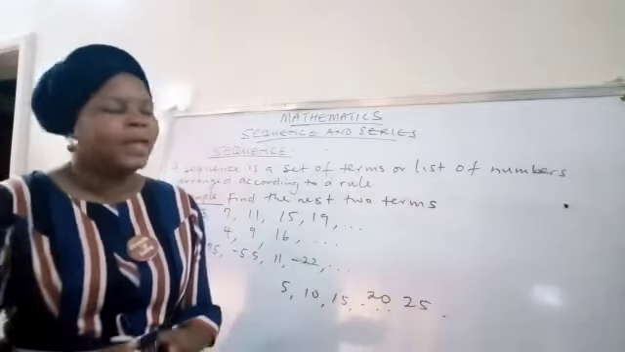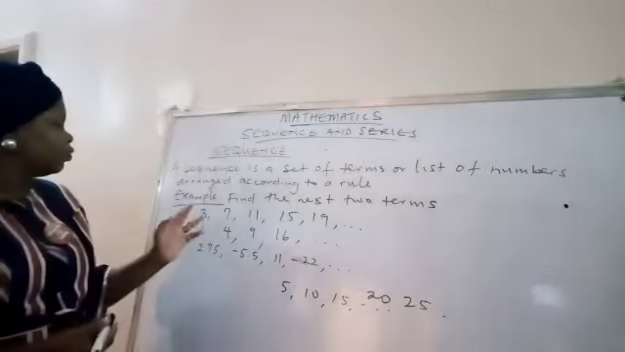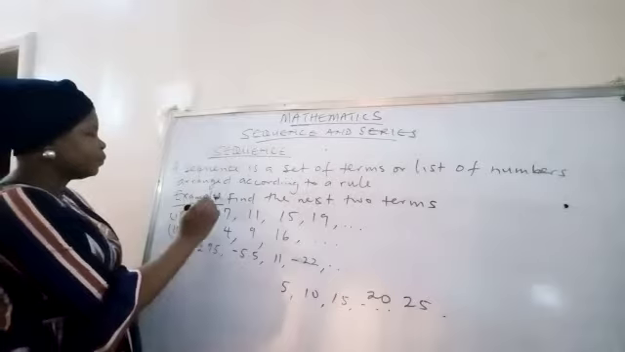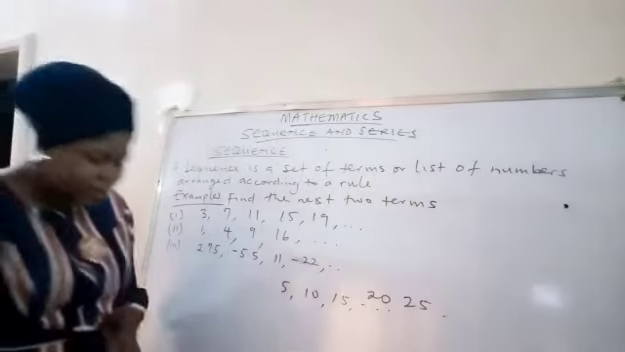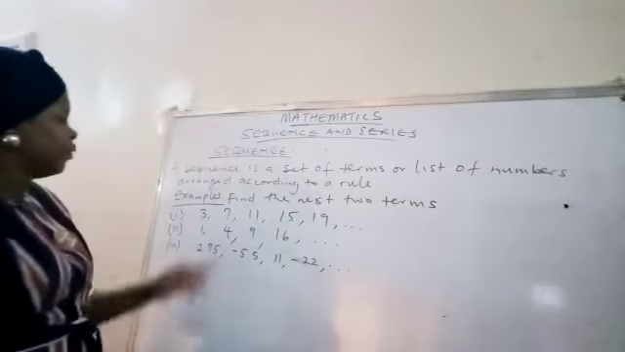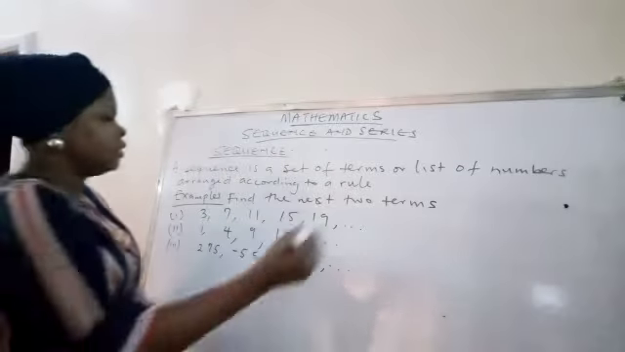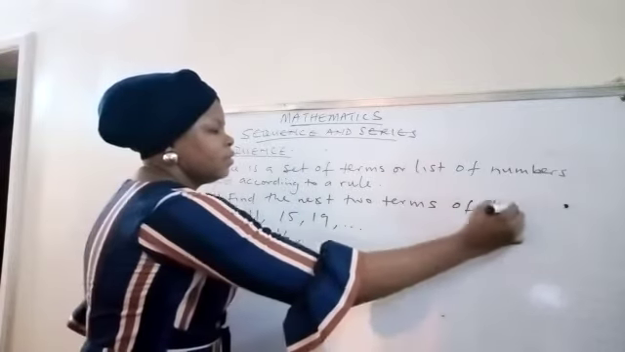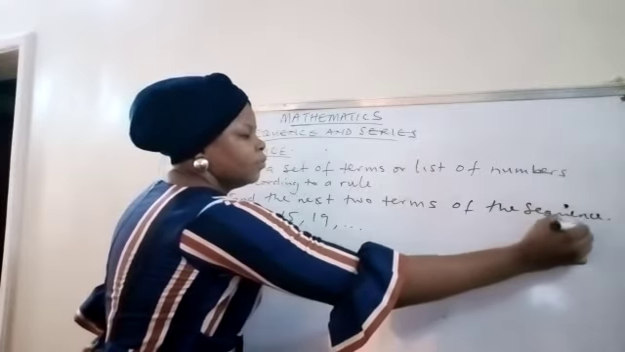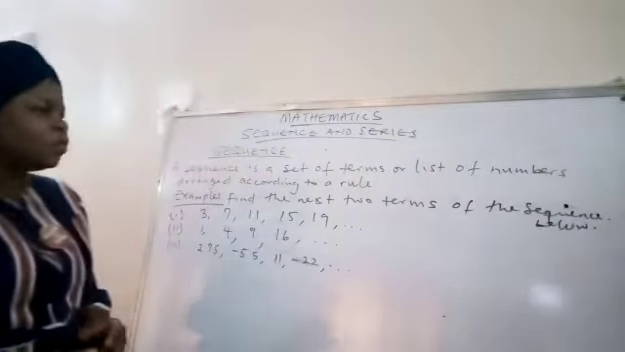A rule. Now, if you look at this board, you will see that I have 3 examples here. Looking at this, the question says we should find what? The next 2 terms. Find the next 2 terms of the sequence below.